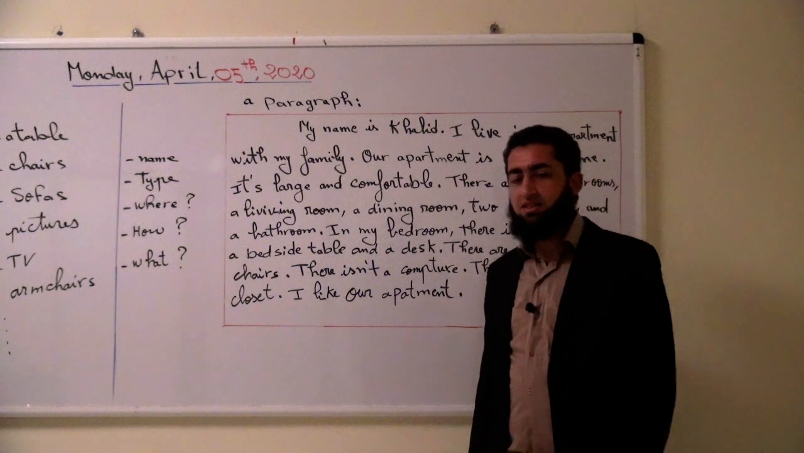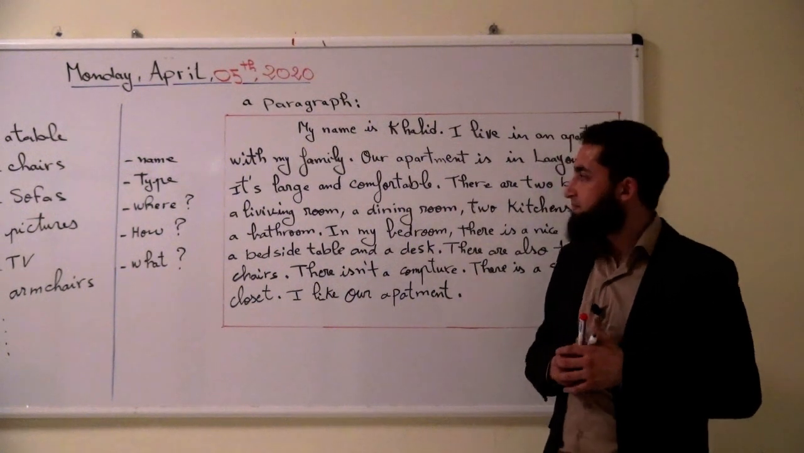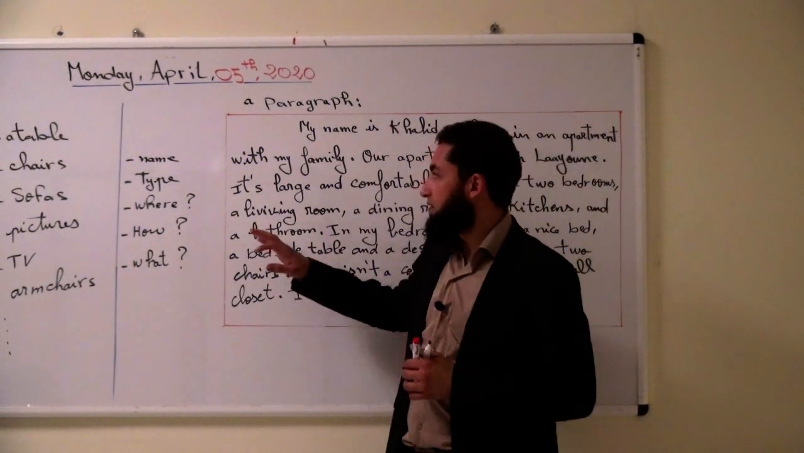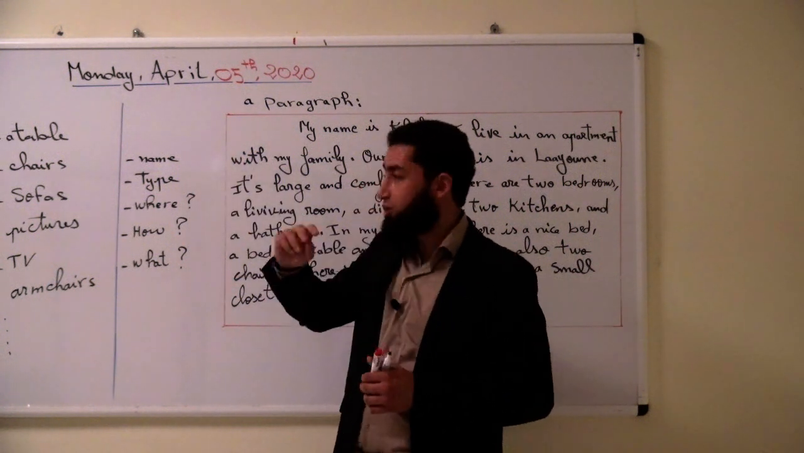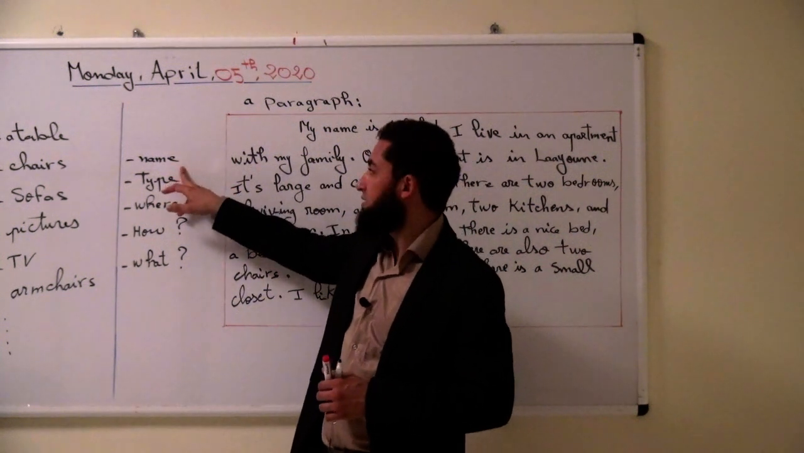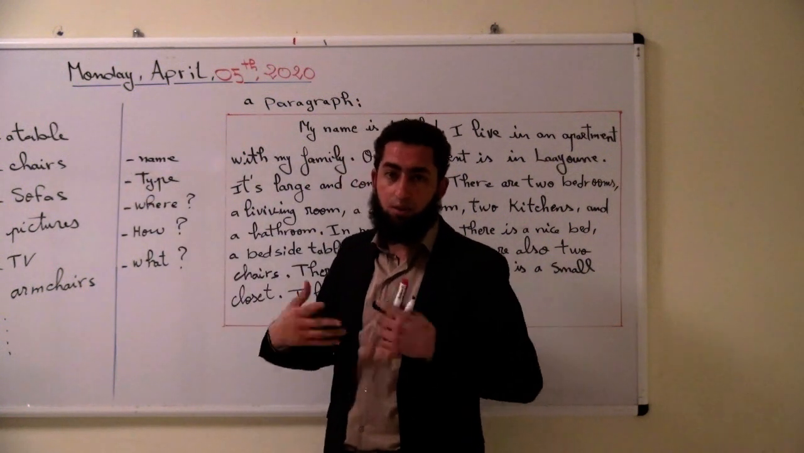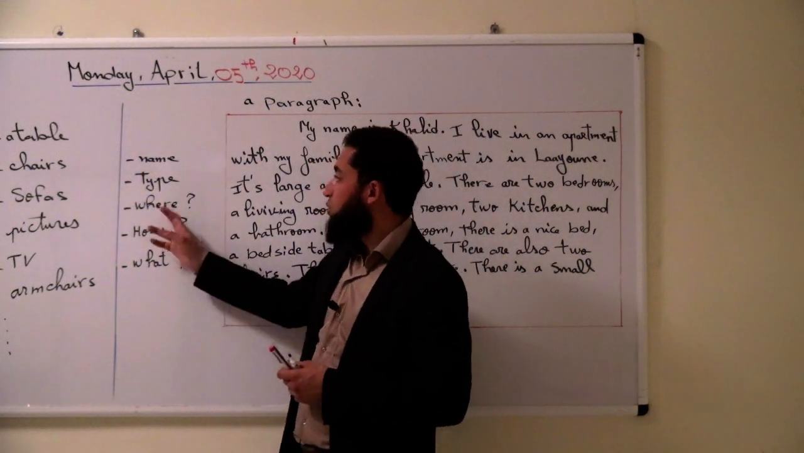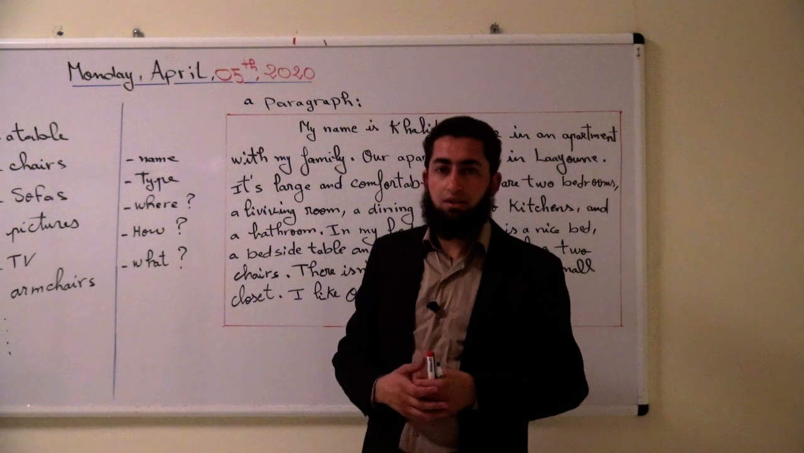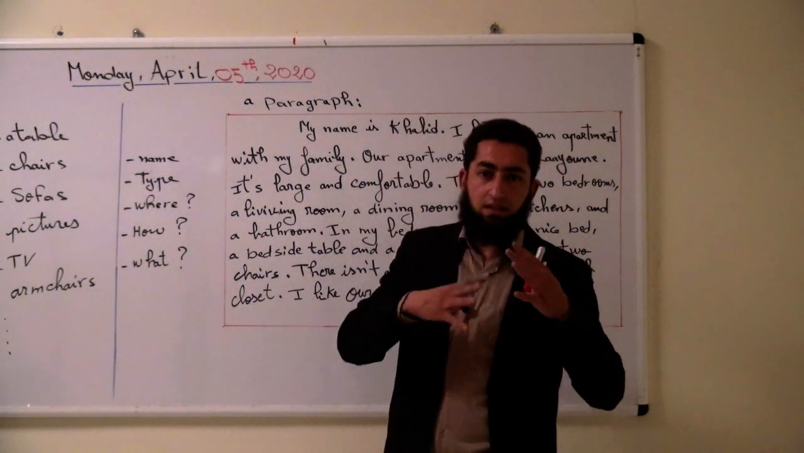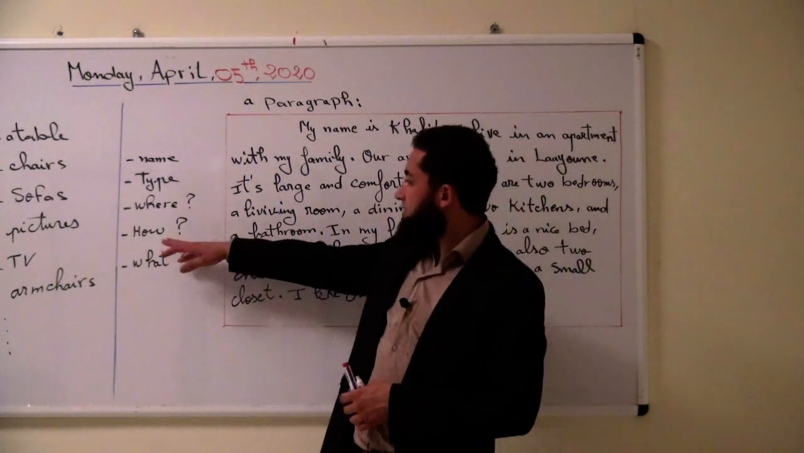Okay, dear students, so now we are going to see this short paragraph as an example. But before we read the paragraph, I'd like you to follow these steps. For example, you start with your name, then the type of where you live. Is it a house, an apartment, a villa, or what? Where is it? Is it in Lyon or in Meknes or in Fes? Is it in a city or in the countryside, in a village?